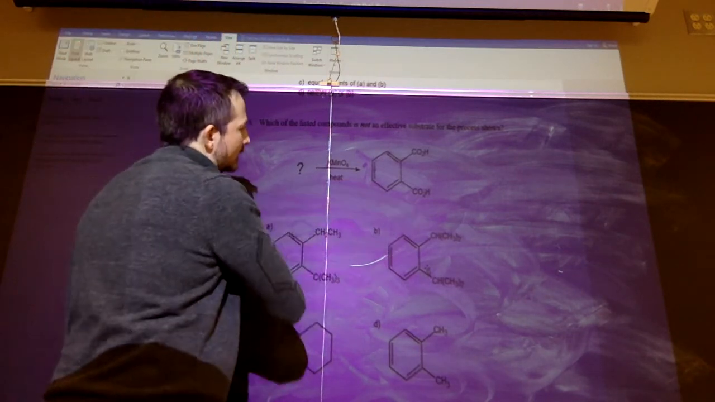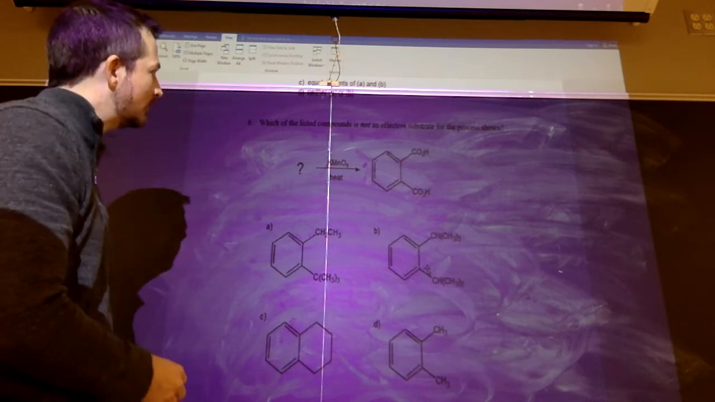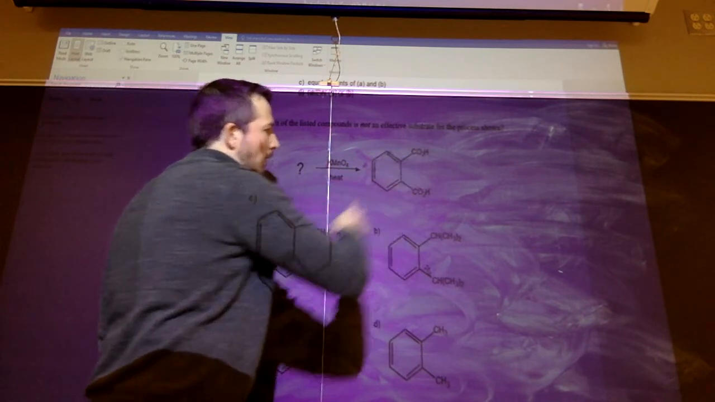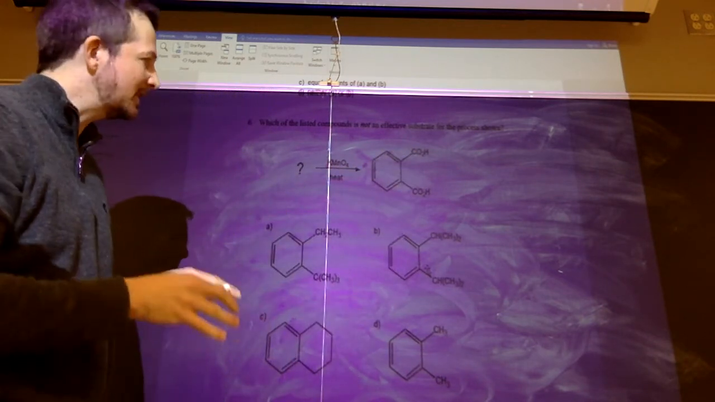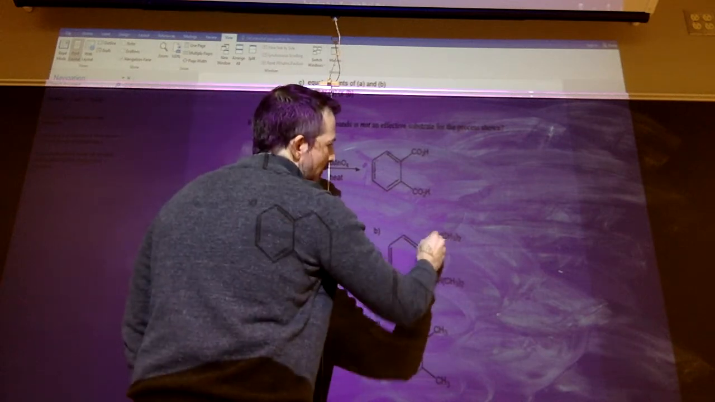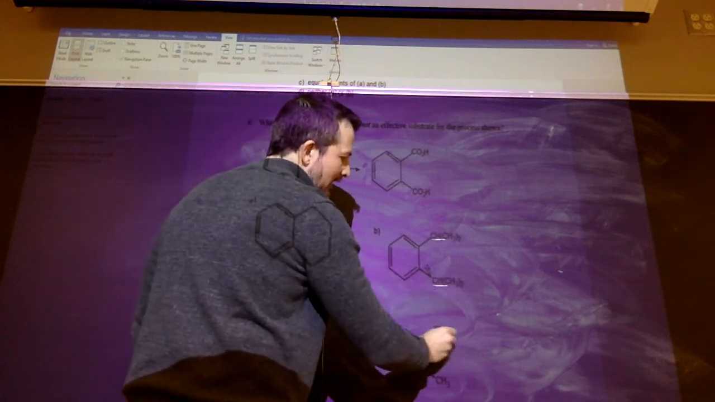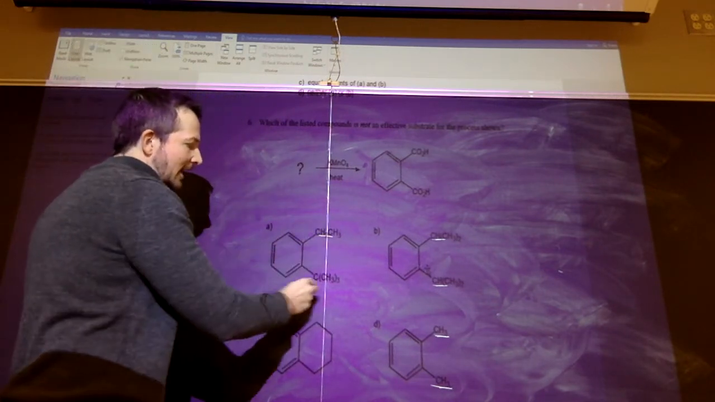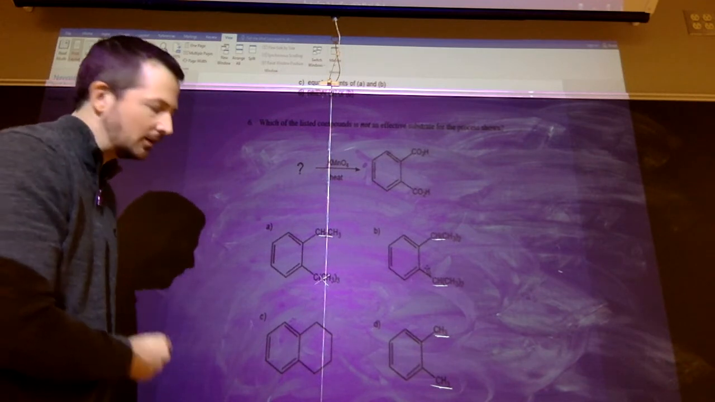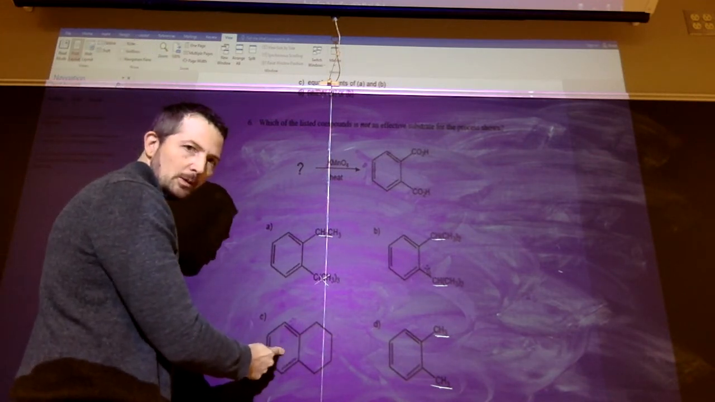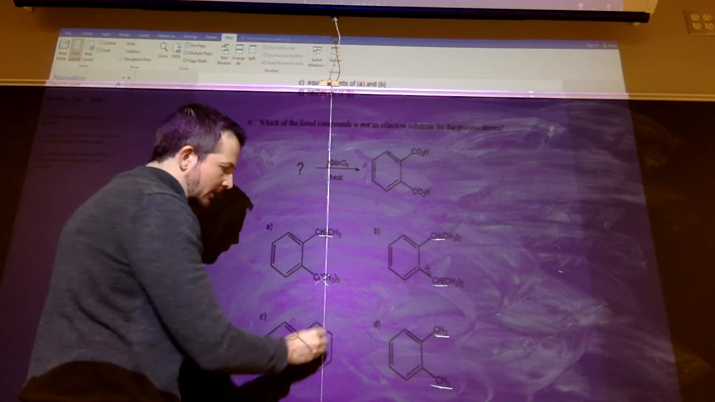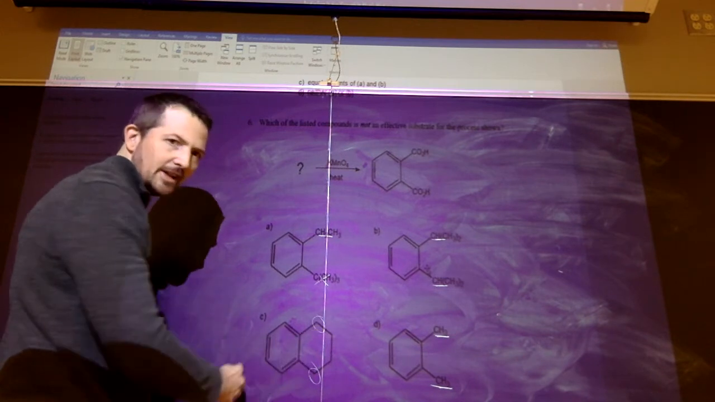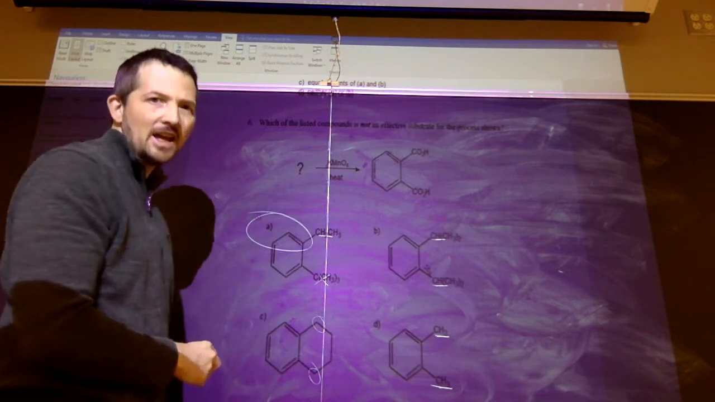Which of the listed compounds is not an effective substrate for the process shown? So I will make 2 CO2H. Remember, for this reaction to take place, you need benzylic hydrogens. So this has a benzylic hydrogen, this has one, this has one, this has one, this has one, no benzylic hydrogen there. Even though you might think the answer would have been this one, because it looks different than the other ones, you still have benzylic hydrogens there, and so it would still oxidize at those positions. So A is your correct answer.